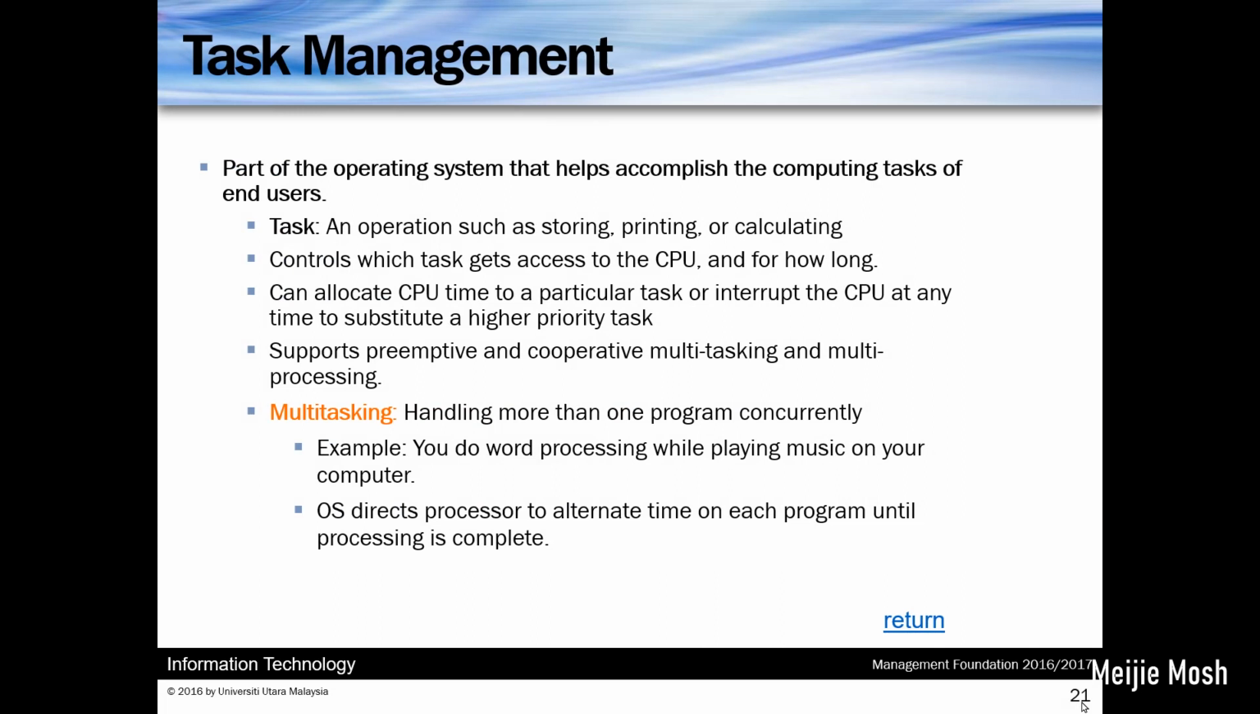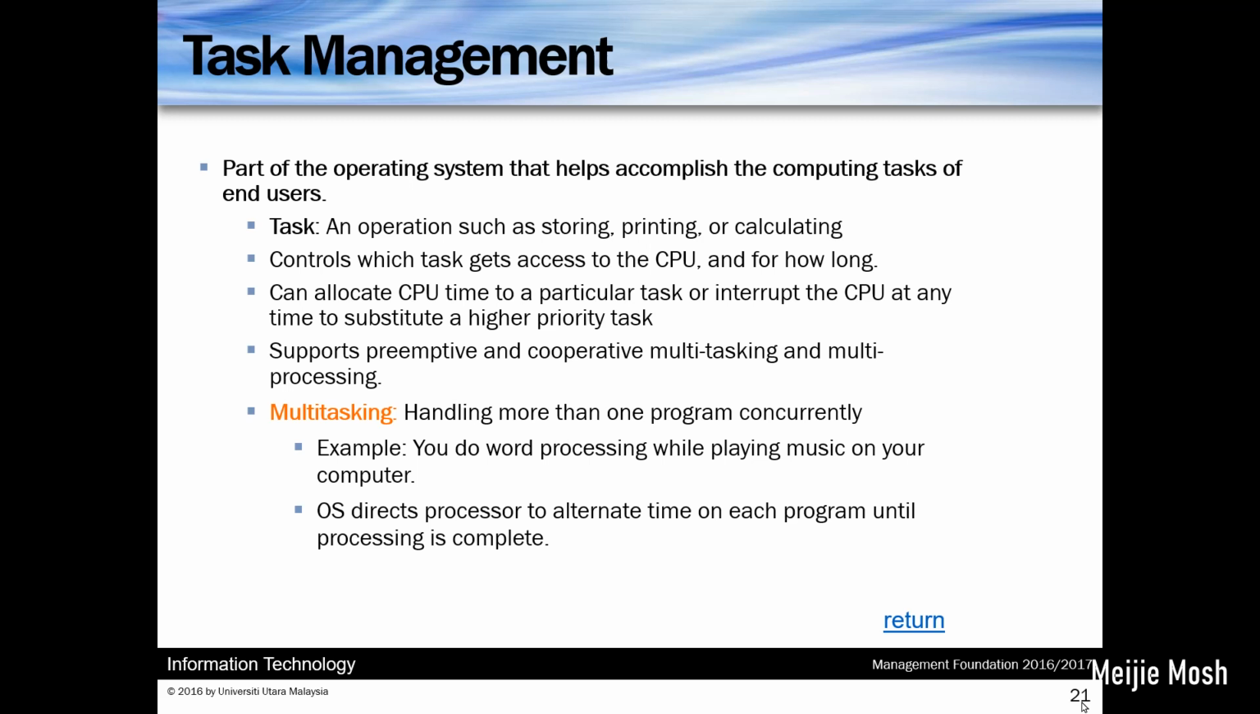The next function of the operating system is task management. Task management is the part of the operating system that helps accomplish the computing tasks of end users. A task is an operation or execution of a process such as storing, printing, or calculating. Task management in the operating system controls which tasks get access to the CPU and for how long, and it can also allocate CPU time to a particular task or interrupt the CPU at any time to substitute a higher priority task.